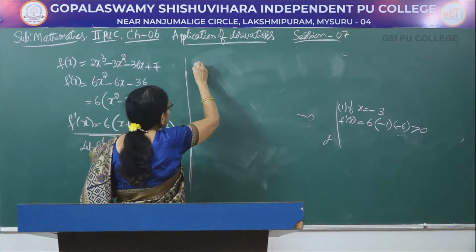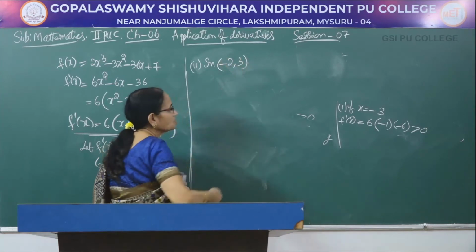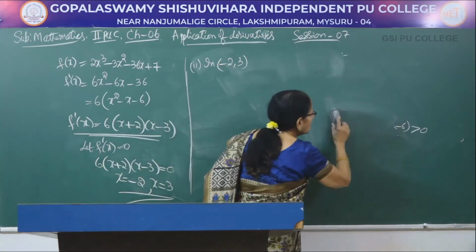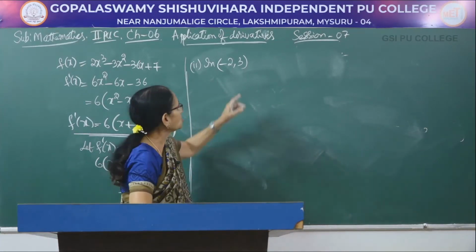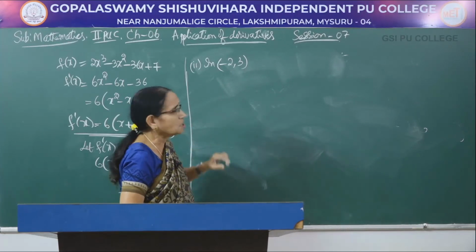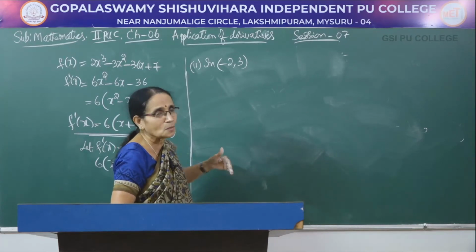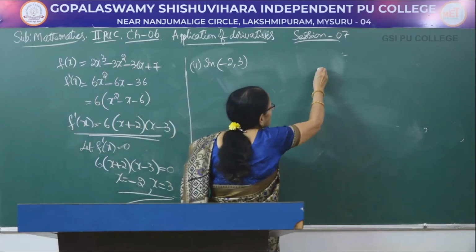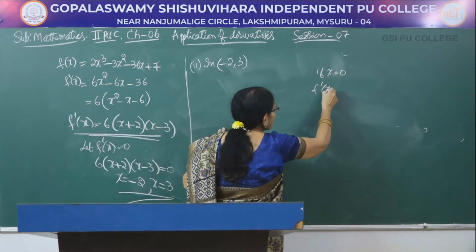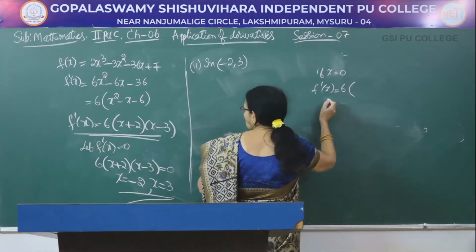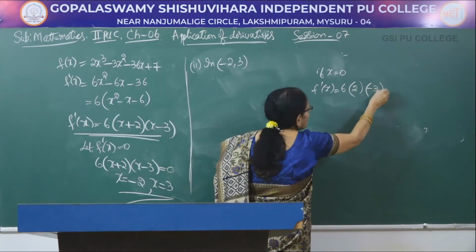Now, let me consider the second interval, minus 2, 3. Look at the interval: one is negative, the other is a positive number. Minus 2, 3, isn't it? In between, which number comes? 0 comes, isn't it? If you get 0 in that interval, better you write the value right here. If x is equal to 0, f dash x will be equal to 6 into 0 plus 2, which is 2, and 0 minus 3 is minus 3.